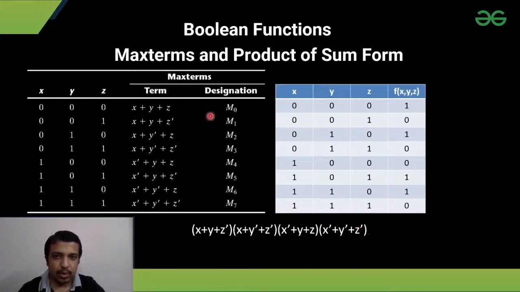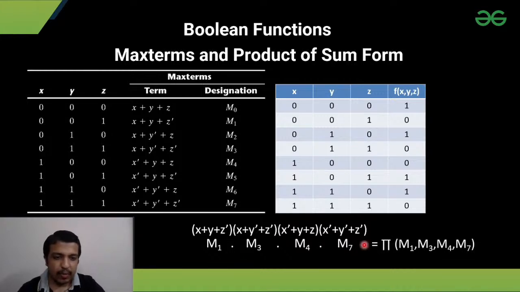Another way to write this is using the designation, and that is, this is m1, this is m3, this is m4, and this is m7. And this dot denotes multiplication. Multiplication here stands for AND, the AND logic. And just like we use sigma for the min terms and sum of product form, for max terms and product of sum form, we will be using this symbol, capital pi, right? M1, M3, M4 and M7 product.